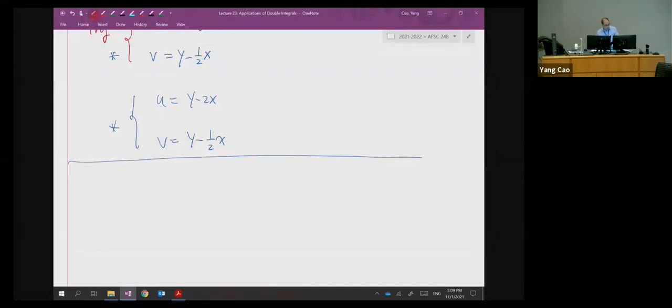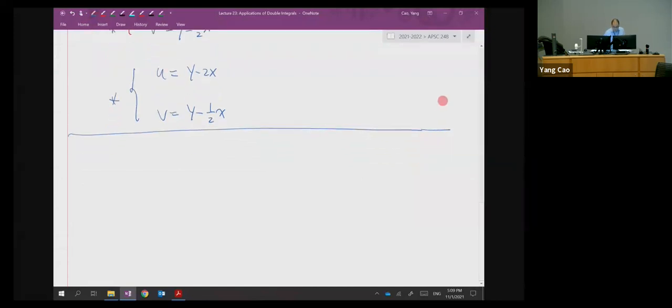Okay, so that's change variable, right? The gist of change variable is you want to make things simpler, not to make it more complicated. If you end up with a more complicated situation, then you might actually be doing something wrong there. All right, so let's continue now. Let's look at some applications of a double integral. Any questions on change variable?